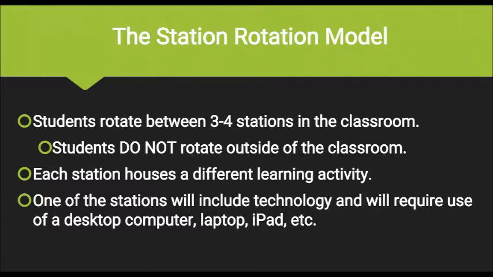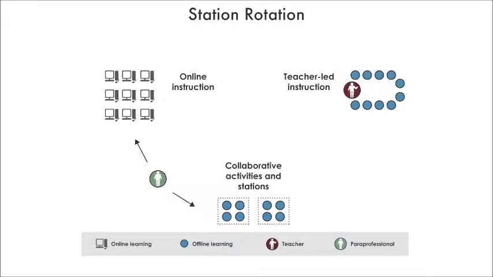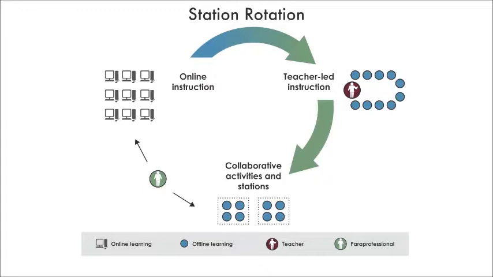In the station rotation model, students rotate between groups. Each group has a different learning activity, and one of the stations will include technology. In a station rotation model, as we've said, students are rotating between different stations. So here what we see is that some students might start with teacher-led instruction, then they move to collaborative activities and stations, basically projects with other students, and then they move once again to that time when they're actually working on the computers and online learning.